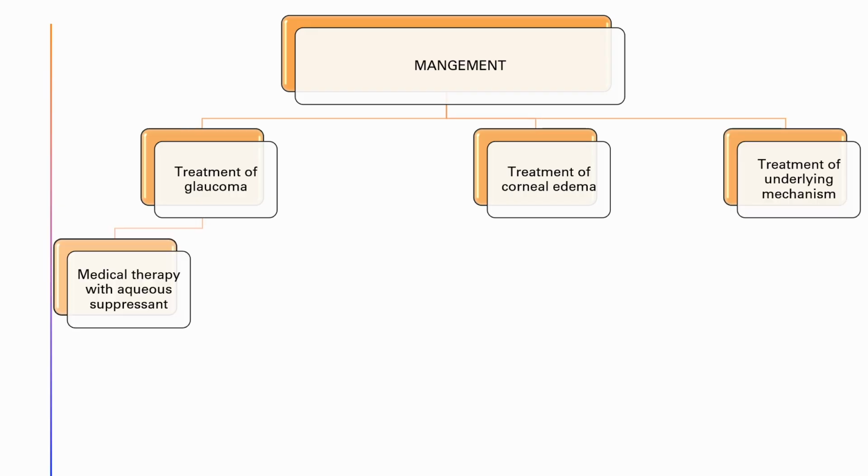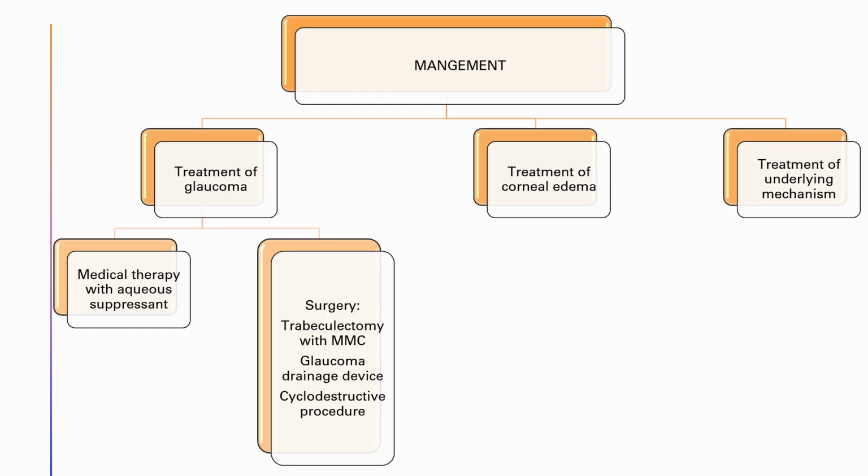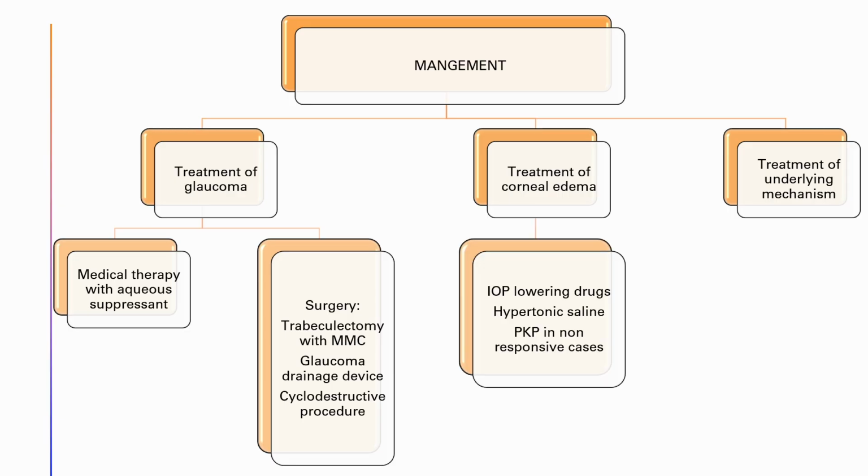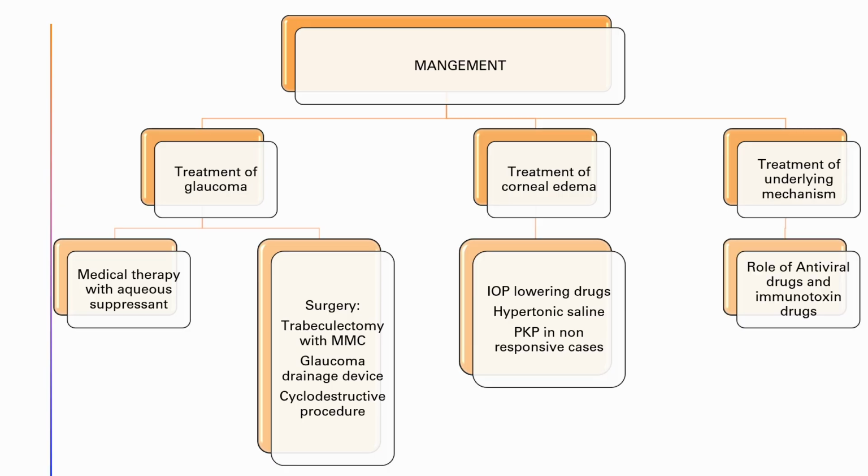So, treatment of glaucoma can be medical therapy with aqueous suppressants or surgical therapy with trabeculectomy with MMC, glaucoma drainage device, and cyclodestructive procedure. And the treatment of corneal edema can be IOP lowering drugs, hypertonic saline, and PKP in non-responsive cases. In the treatment of the underlying mechanism there may be a role of antiviral drugs and immunosuppressive drugs, which is still under study.